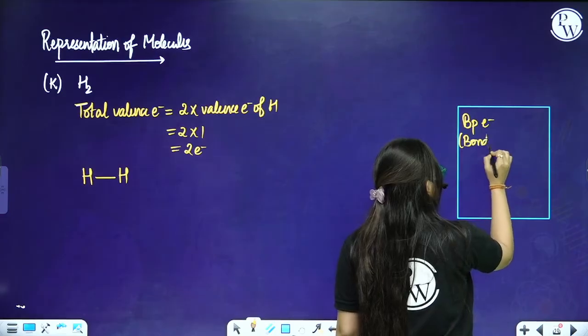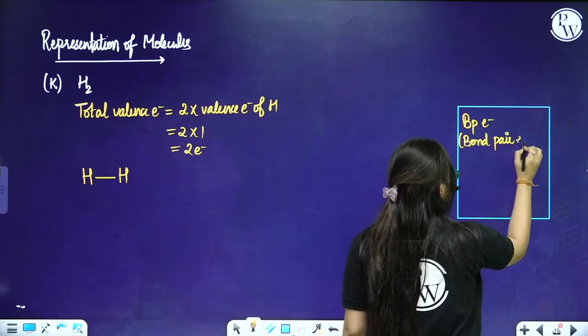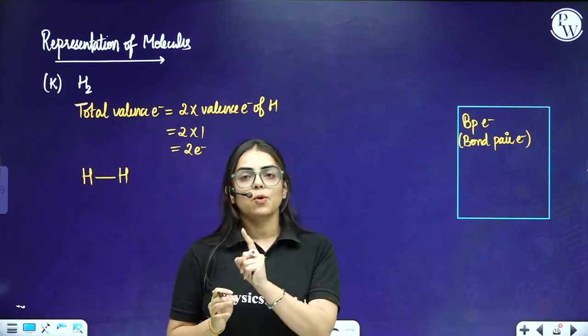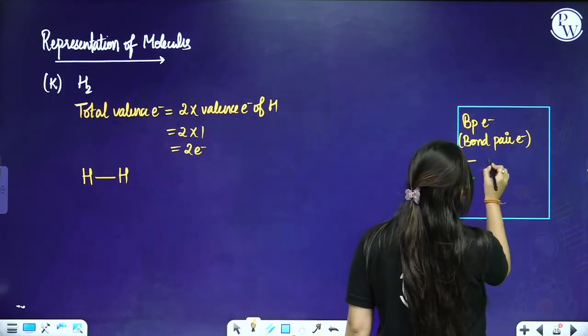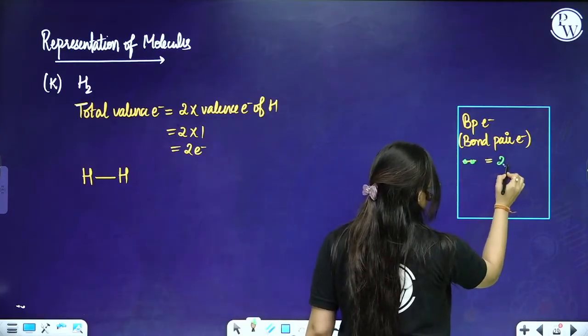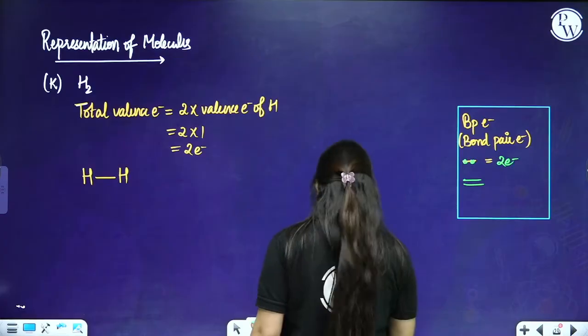Bond pair electrons are those electrons which are present in a bond. For example, a single bond contains how many electrons? Always see, a single bond holds 1 and 2 electrons. Now, a double bond contains how many electrons?